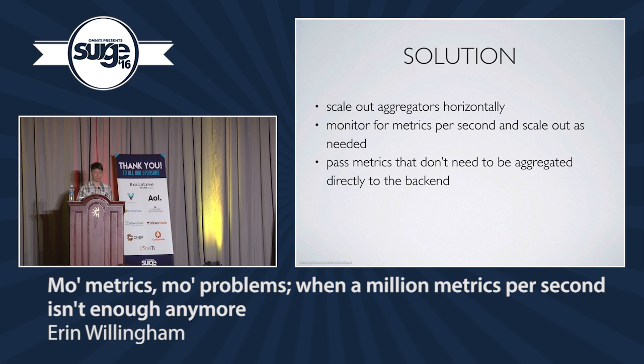So our solution is to scale out the aggregators horizontally. Basically monitor the metrics a second and scale out as needed, have alarms, scale it out, and then pass the metrics that don't need to be aggregated onto the back end.